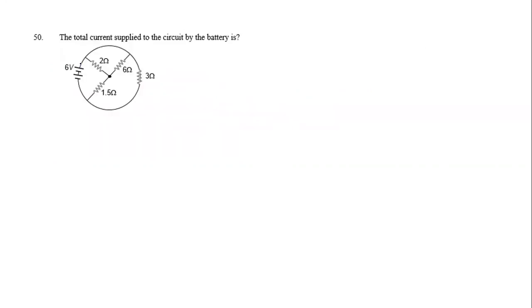We need to find the total current supplied by the battery, if this is I. Again, this is a question of finding the equivalent resistance. Let's say all these points are potential A, this is B, and all these are C. So the battery is connected between A and C.